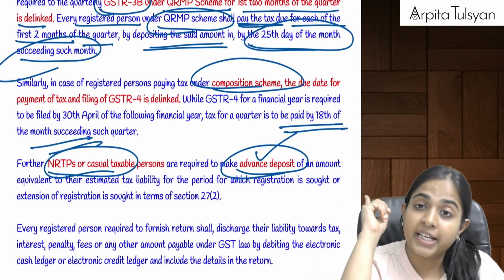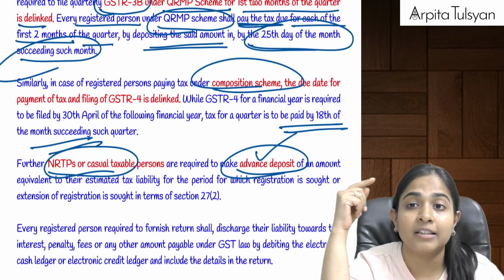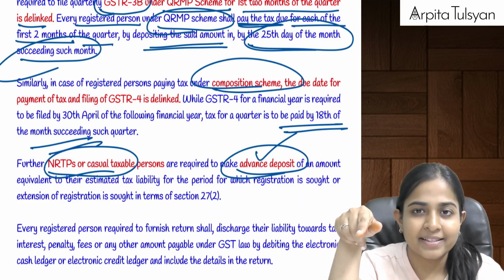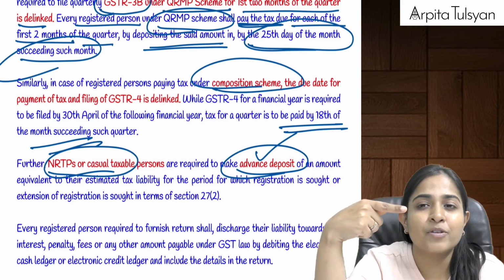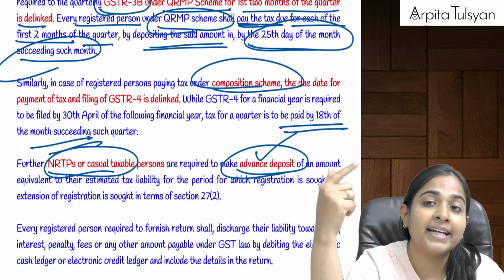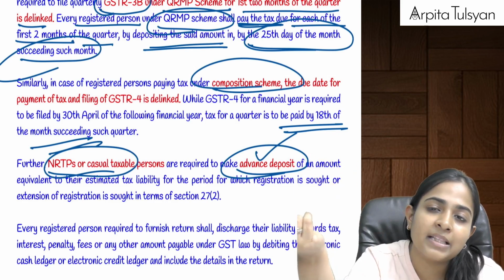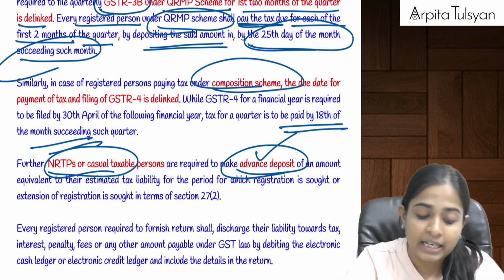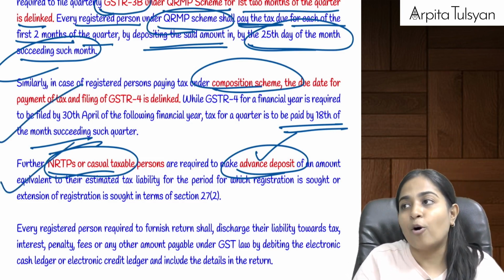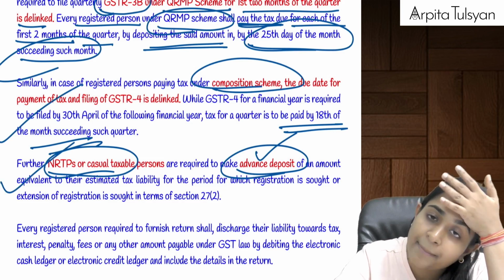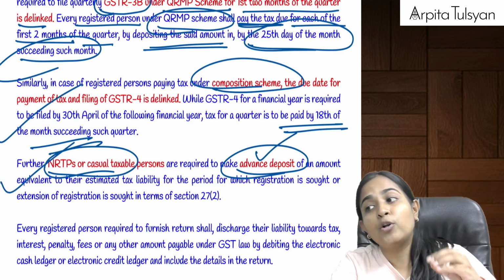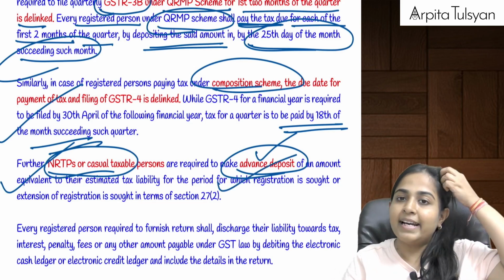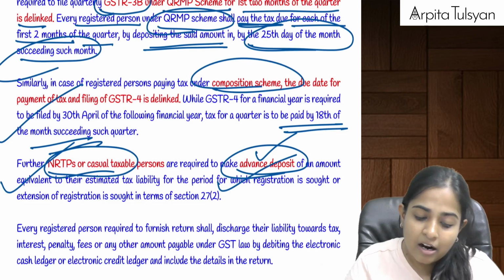You were filing your GSTR 4 by 30th April of the next year, but payment is required to be done on a quarterly basis. Remember, in GST CMP 08, the payment was required to be done by 18th of the next month. So there the date of filing the return and the date of making the payment are different. Similarly for NRTP and CTP, remember we studied in the registration chapter that while obtaining the registration they were required to pay some taxes in advance, the estimated liability. So they were filing their returns later, but tax was paid earlier itself.